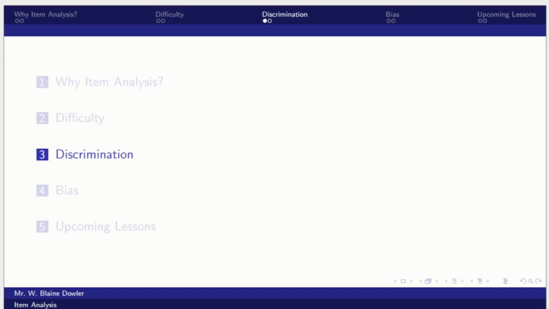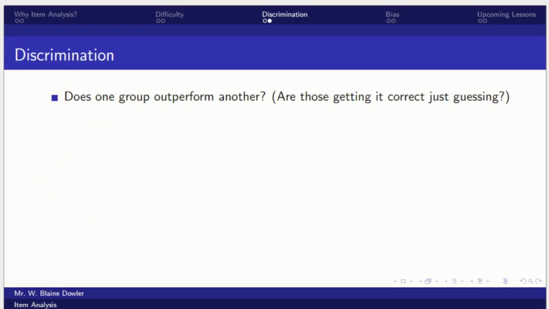Discrimination is also a key factor. So it's a way to measure not just how different the top performers and bottom performing students in the class are doing, but it is a way to see how many students are getting it correct just by guessing.